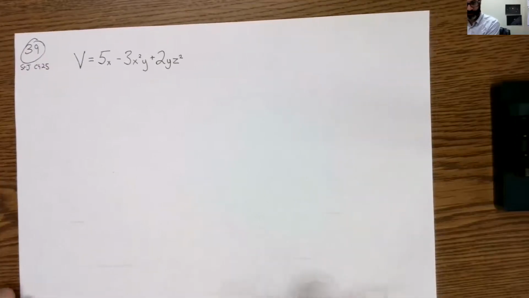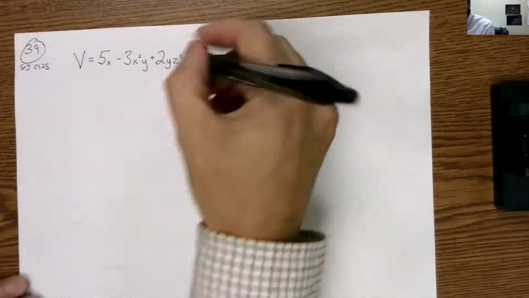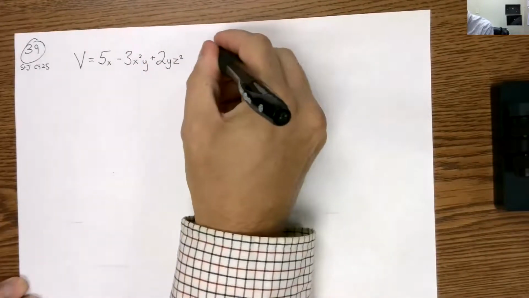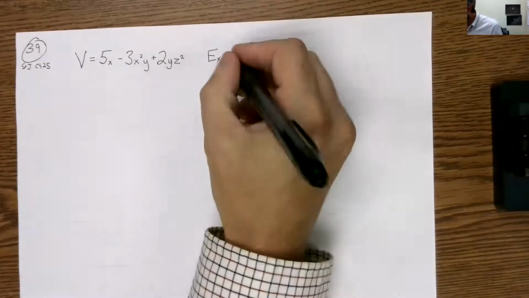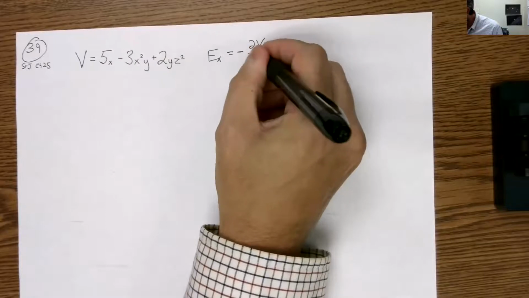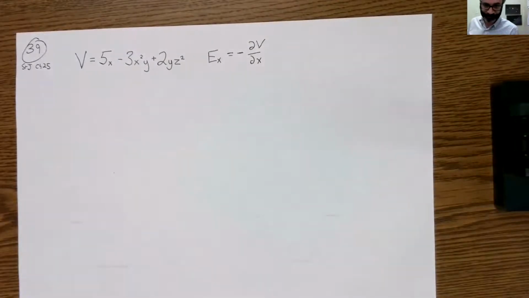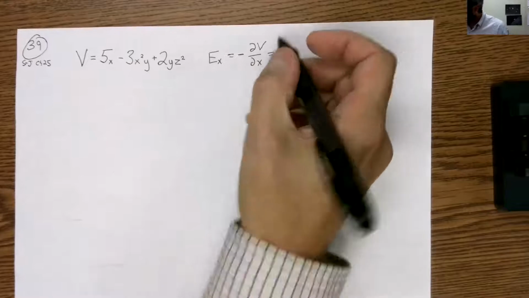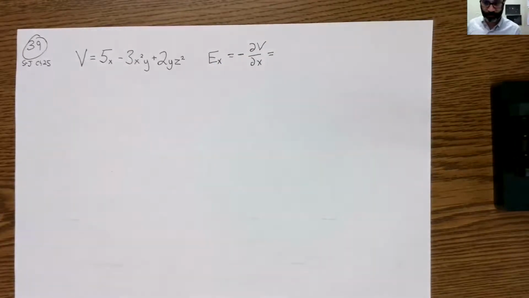So here's our potential function again, and let's start with Ex. We're using the same equation, that Ex is the negative of the derivative with respect to x of the potential. When we're taking these partial derivatives, the rule is, if we're taking the derivative with respect to x, then you can assume that y and z are just constants. If you're taking the derivative with respect to y, then you can assume x and z are constant.